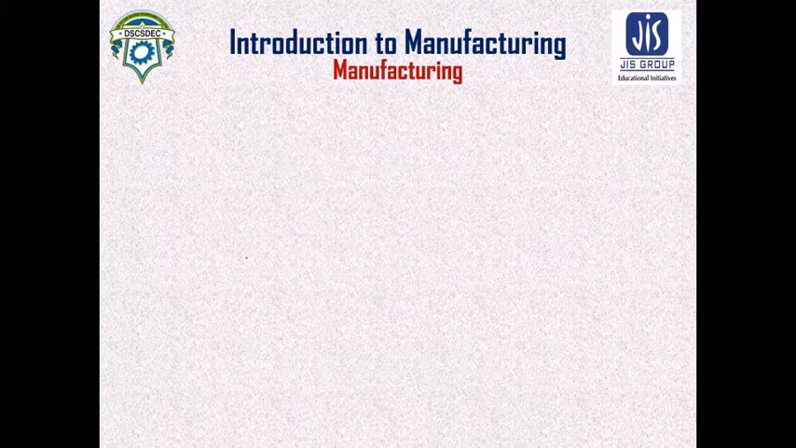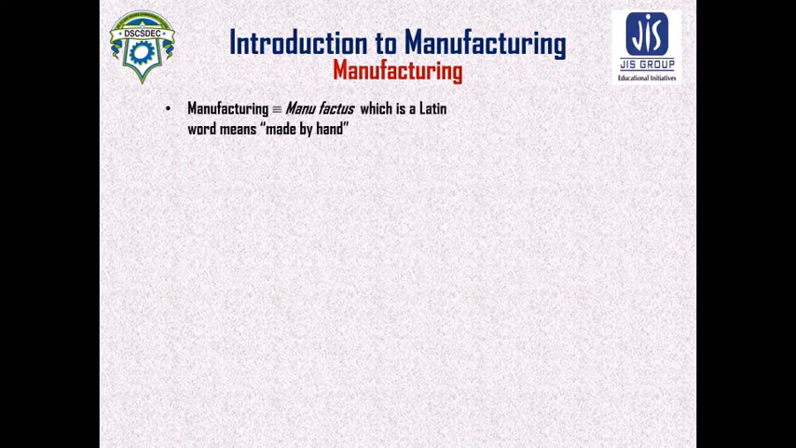So first, the term manufacturing. This word came from the Latin word manufactus. Manufactus means made by hand. So anything that can be made by hand is known as manufacturing.